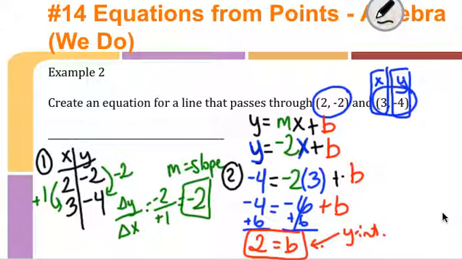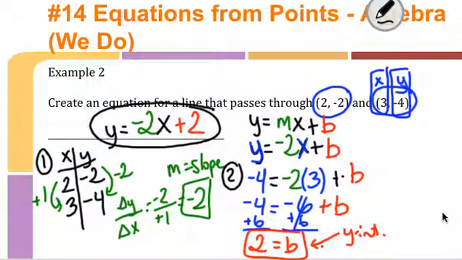So I can write my equation, which is y equals -2 x plus 2. And that's my final equation. Okay?